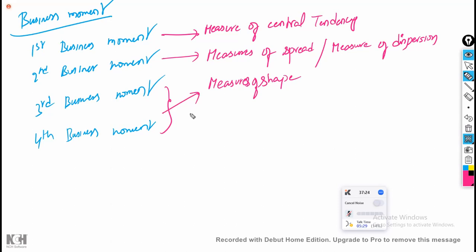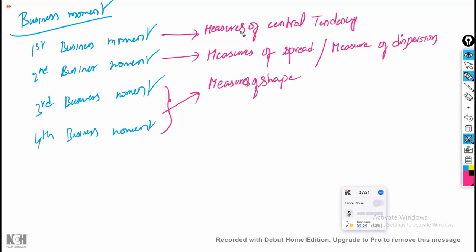Okay, let us see one by one. The first business moment is nothing but measures of central tendency. The second business moment is nothing but measures of spread or measures of dispersion. The third and fourth business moments relate to measures of shape. Now, let's start with the first one, which is called measures of central tendency.